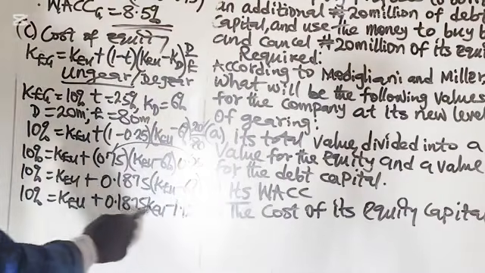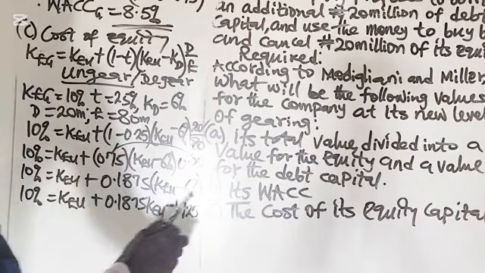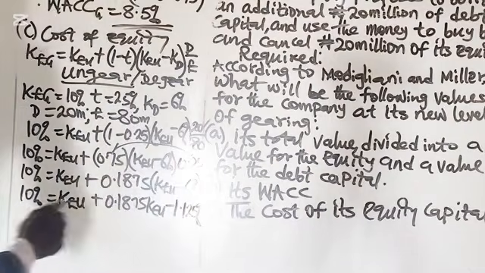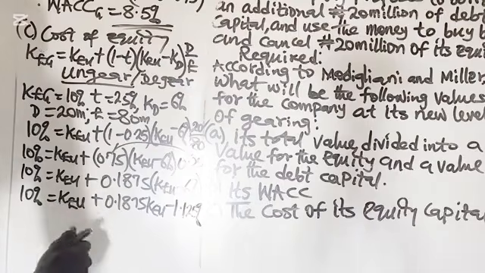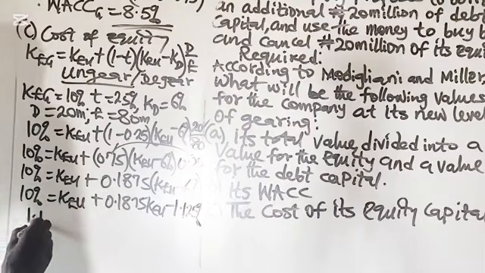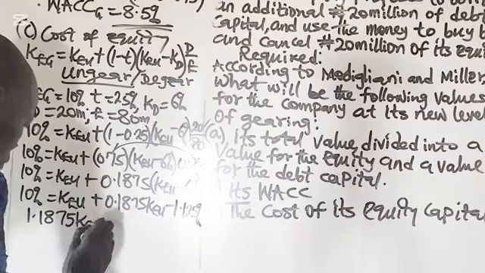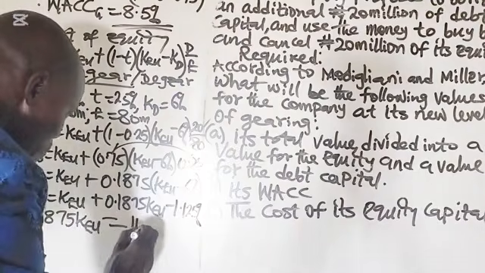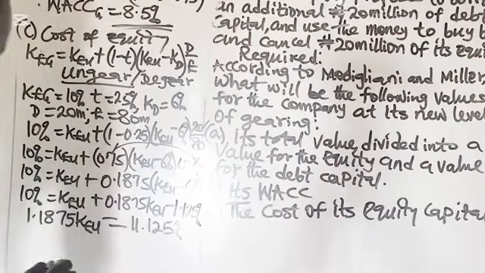So this and this are like terms. If I add this and this, this is in percent because of the 6% here. The coefficient of this is 1. 1 plus this, it will be 1.1875 Q equals to 10 plus this, it will be 11.125%.